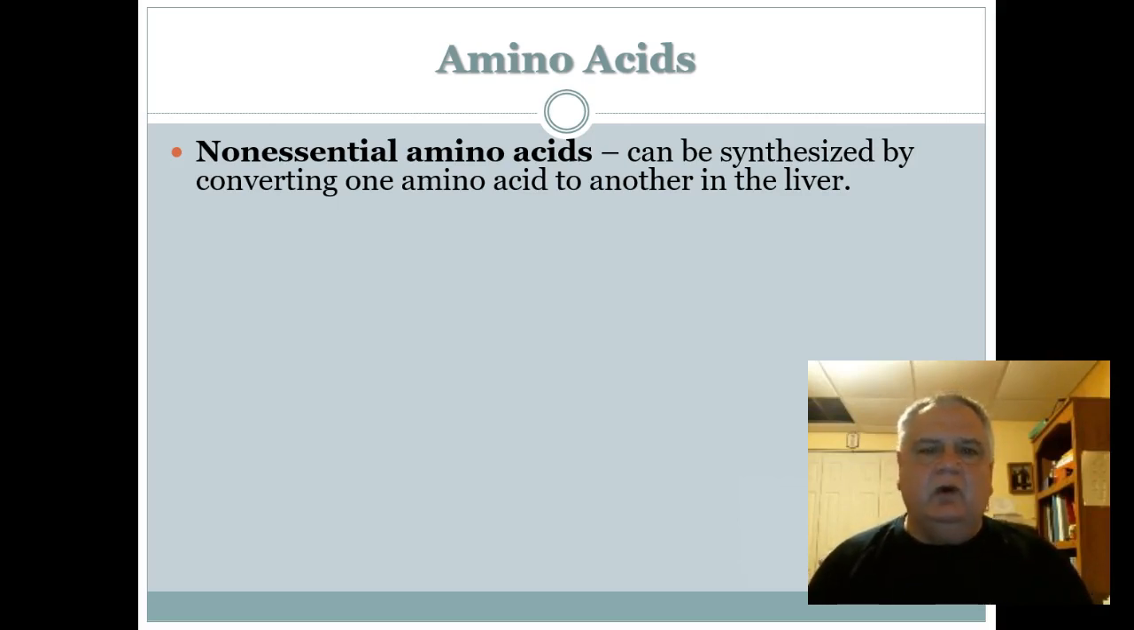The first class are what we call non-essential amino acids. Non-essential amino acids are ones that can be synthesized by converting one amino acid to another in the liver. In other words, if you don't get these amino acids from the foods you eat in your diet, that's okay. Your liver will convert other amino acids into them. And remember, these amino acids are going to be important for building your proteins that you need in your body. So 11 amino acids are classified as non-essential.